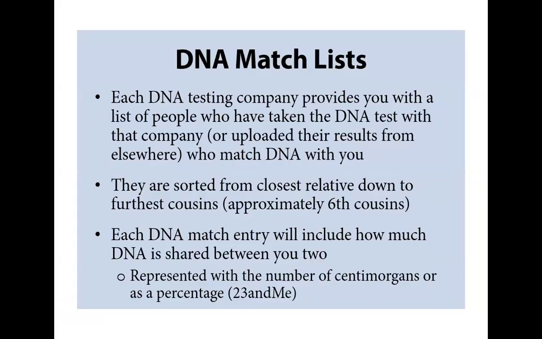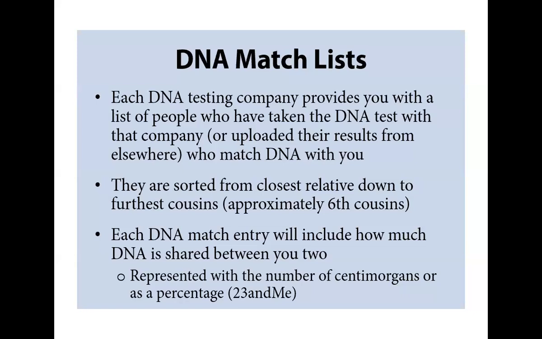With every company that you test at, you're going to get some kind of match list. These are people that have taken the test, or uploaded their results from somewhere else, who share some level of DNA with you. You're going to get your closest relatives at the very top, and your furthest cousins towards the bottom. You'll get anywhere from your closest relatives out to about maybe sixth cousins or so. Sometimes you might see sites like Ancestry where they go fifth to eighth cousins roughly, but pretty confidently you can usually get out to about sixth cousins in your match list.